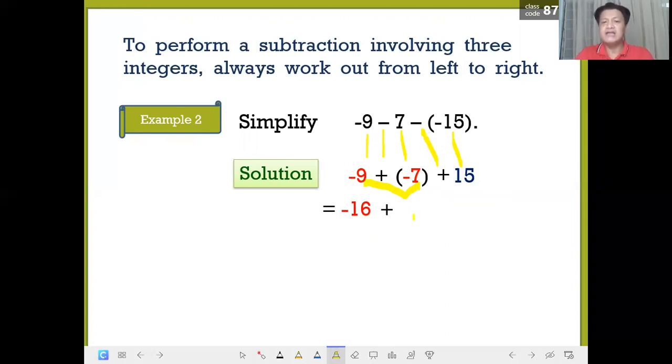And then bring down natin si 15. Then you can now add negative 16 plus 15. Take note, this is different sign. Ano nga yung rule natin dyan, di ba? Subtract natin yung numerical value and then copy the sign of the integer with greater absolute value. So meaning to say, 16 minus 15 is 1. Since mas malaki yung negative, kaya put negative sign. Kaya negative 1 ang answer natin.